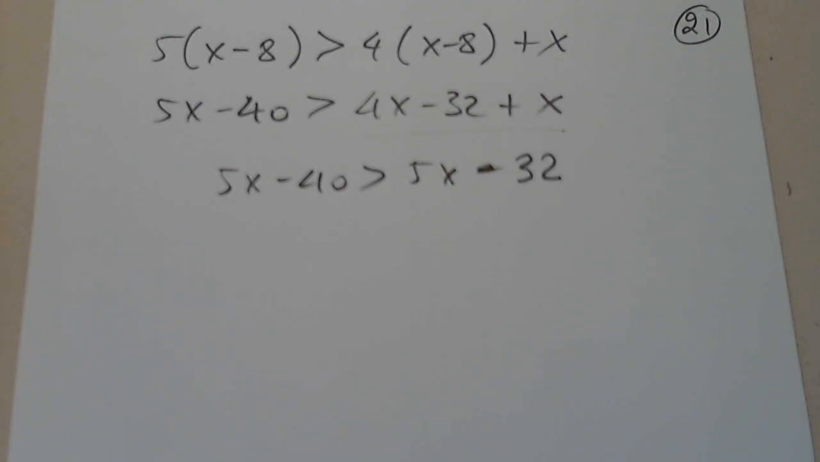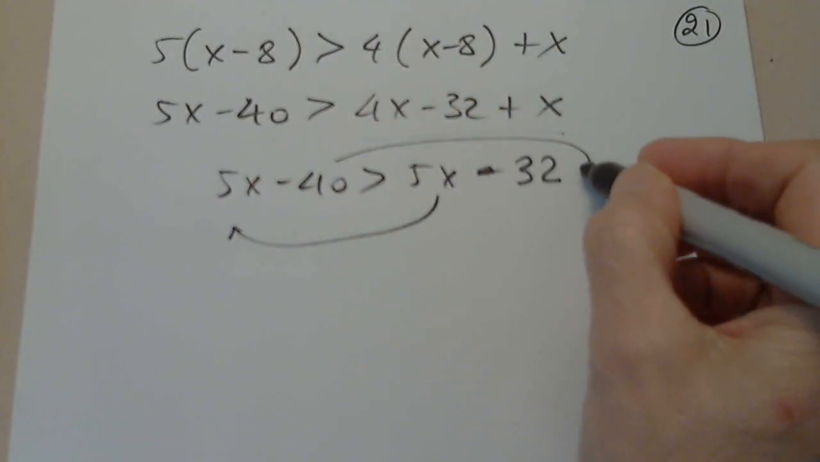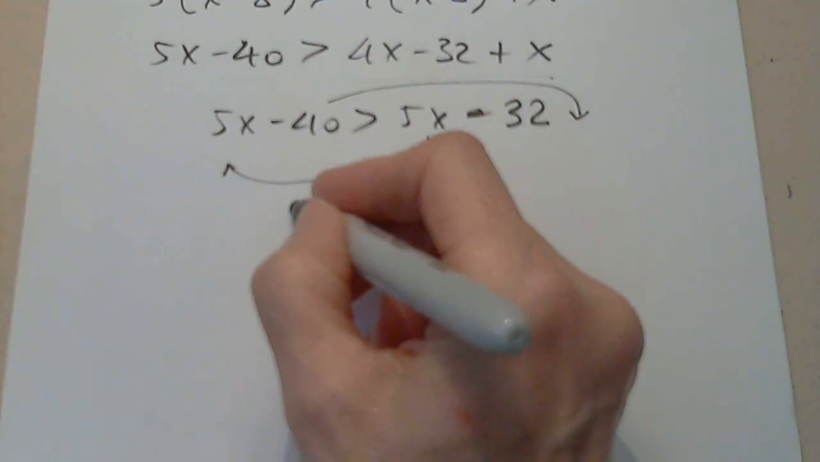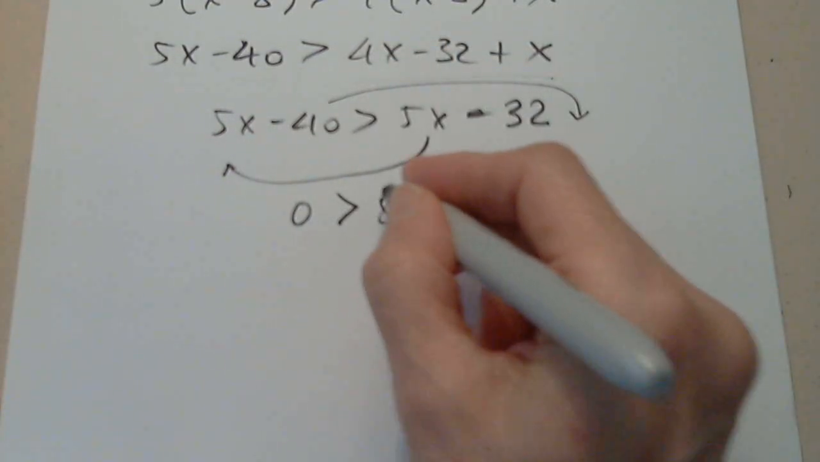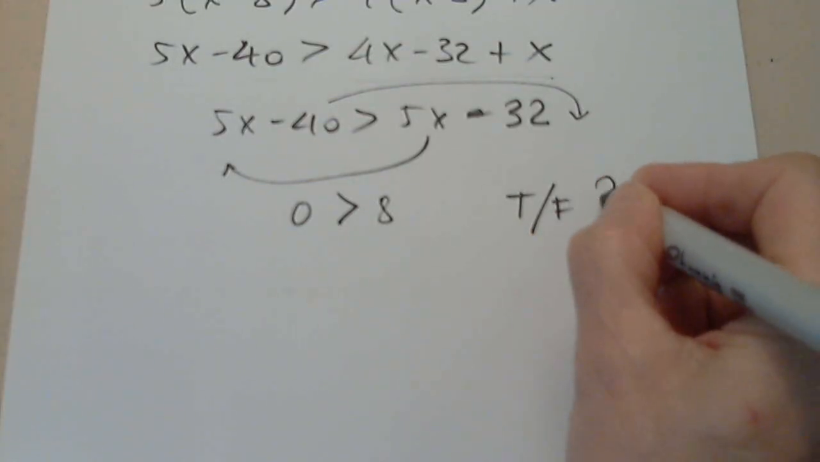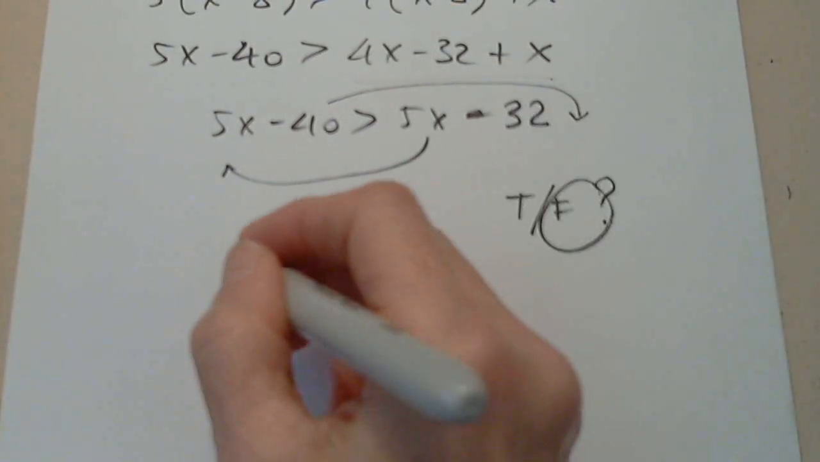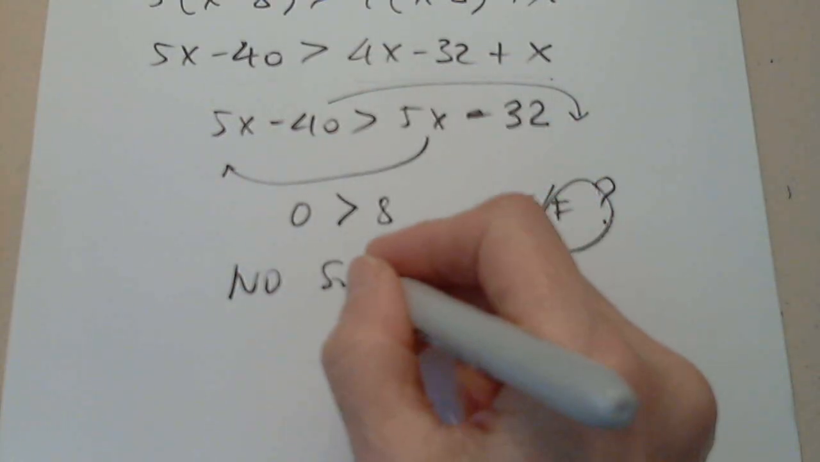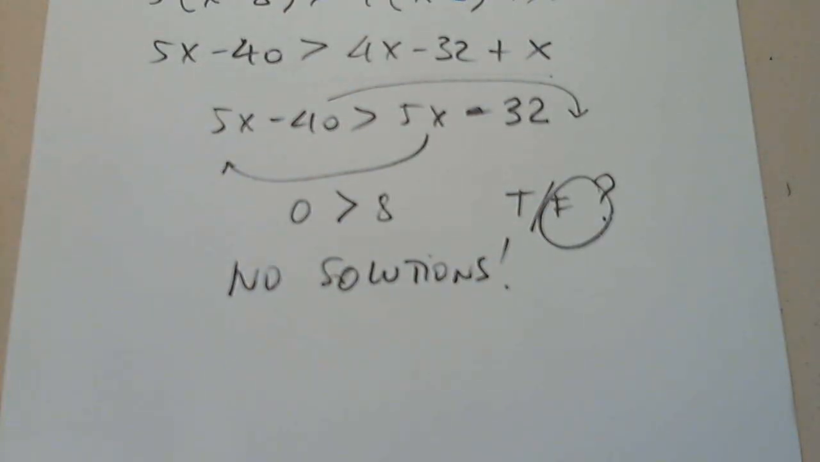What will you do next? Divide both sides by 5x? You mean move. I'm moving 5x and I'm moving 40. But 5 minus 5 is 0, greater than 40 minus 32 is 8. Is this true or false? False. This is indeed false. So the inequality has no solutions. We didn't get x, and furthermore, we got a false statement.